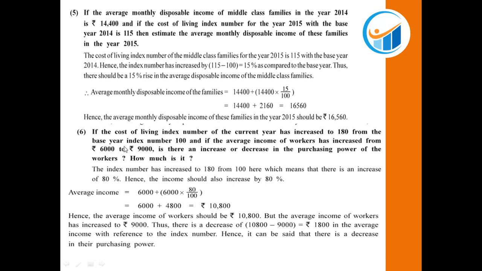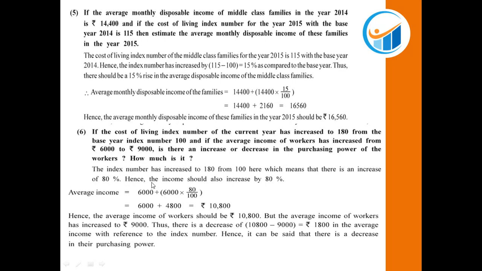If the cost of living index number of the current year has increased to 180 from the base year index number 100, and if average income of the worker has increased from 6,000 to 9,000, is there an increase or decrease in the purchasing power of the workers? If it is an increase, then how much? If it is a deficit, then how much?